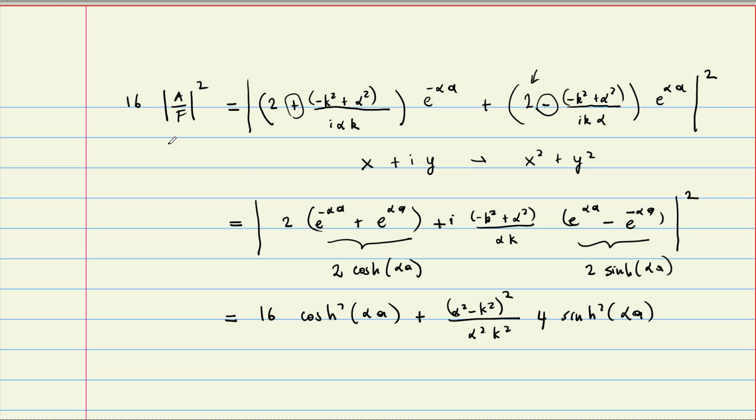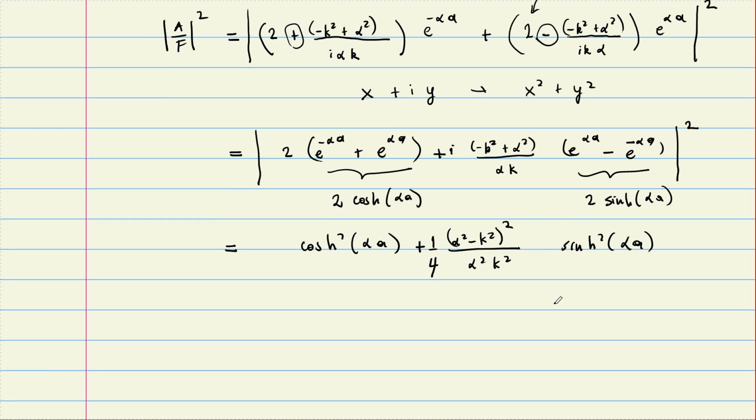Okay, so let's cancel this 16 with this, and this is going to be 1 over 4. And for cosh, this piece, I'm going to write it like 1 plus sine hyperbolic squared alpha A.